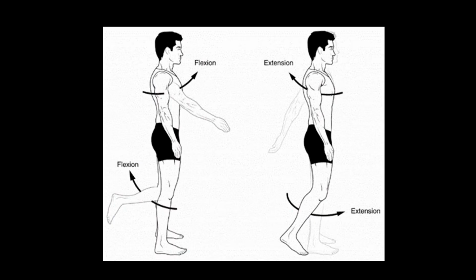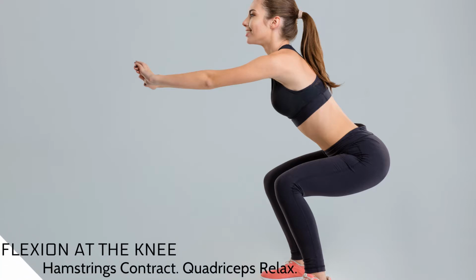Flexion and extension also take place at the knee joint. We can use the example of a squat. As the weightlifter squats down, the angle at the knee joint gets smaller, so this is the action of flexion. During this action, the hamstring contracts and the quadriceps relax.